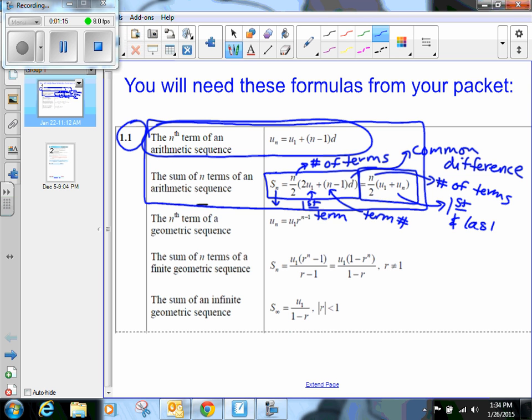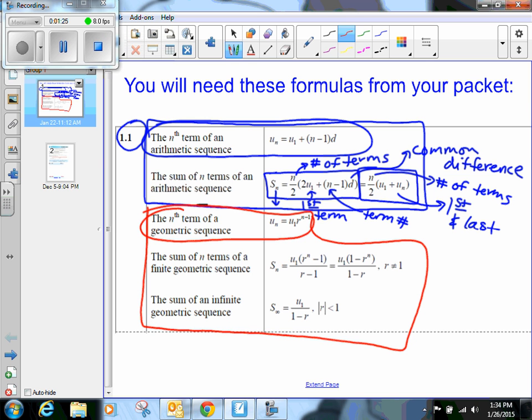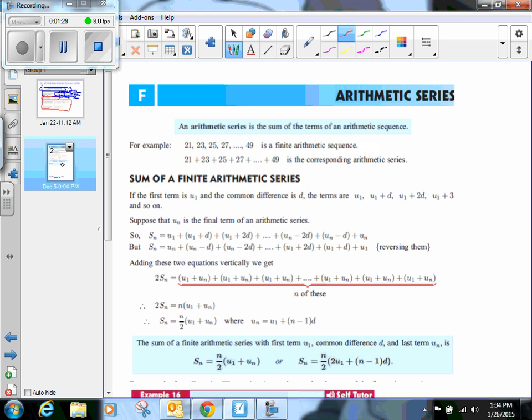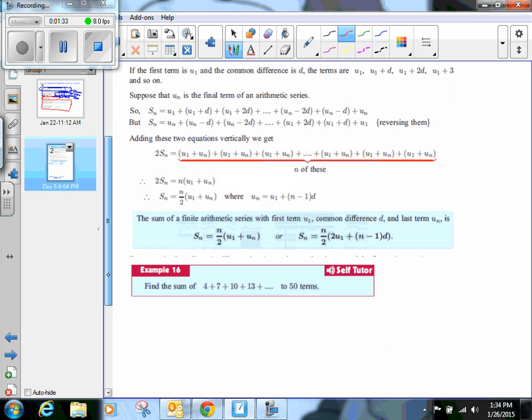We will come back to this formula packet with the geometric sequence. This is coming up in our next section, and we'll talk more about that, but you have used a little bit of this before. That's that general geometric form. So in the next part, here's your section F from arithmetic series. This is all from the book that you can go through.